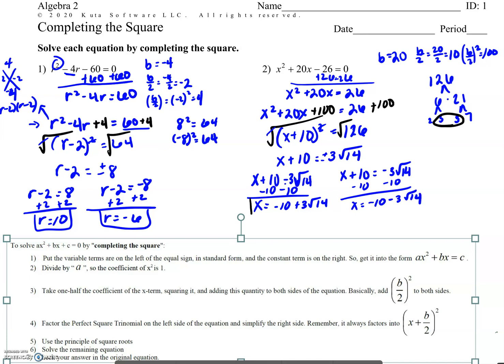And those would be our two solutions. And remember, we have a quadratic, so it does have two solutions.